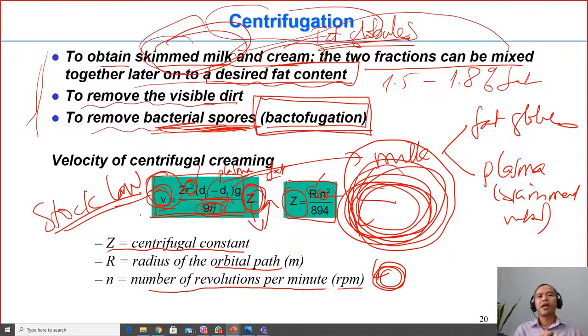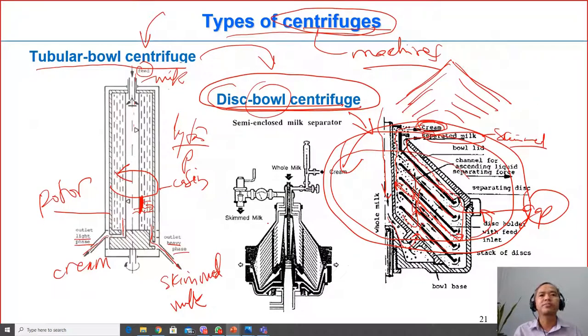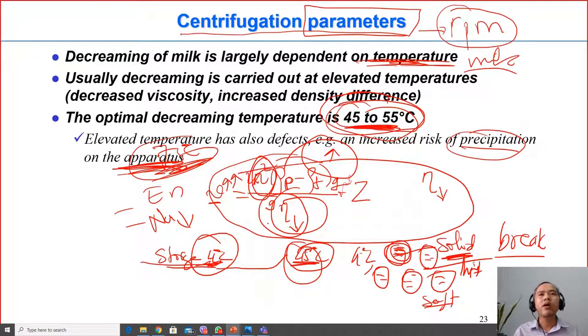Okay, so centrifugation is applied in the dairy industry for what? To separate the cream from the skim milk. And then after that, they can combine the cream again at a certain level to have a certain fat content in the final product. Centrifugation can also be applied to remove the spores. And this process is called bactofugation. It's a special centrifugation. Okay. And then we already discussed Stokes' law, but now we do centrifugation. This equation will tell us what factors determine the performance of a centrifuge. There are two types of centrifuges, the tubular bowl centrifuge, the old model, and on the right side, the disc bowl centrifuge, which is applied nowadays in factories, not only in dairy factories, but in other factories where the centrifugation step is needed.